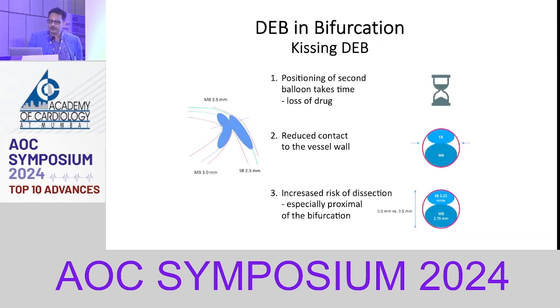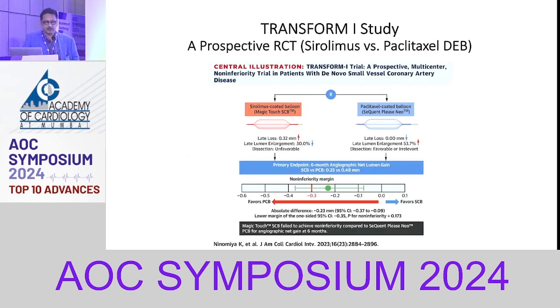Another approach is a kissing balloon DEB, which is fraught with some problems, because when you have two circular objects together, it gives you an oval disposition where there could be areas in the bifurcation which are going to be untouched by the drug. There is going to be drug loss as well as reduced contact over here, which again is a problem with the drug-coated balloon.